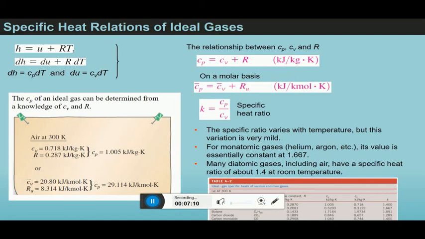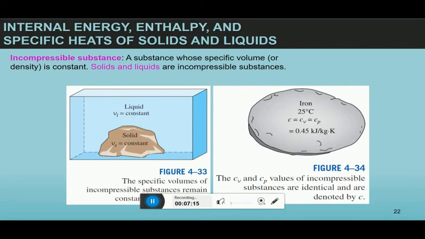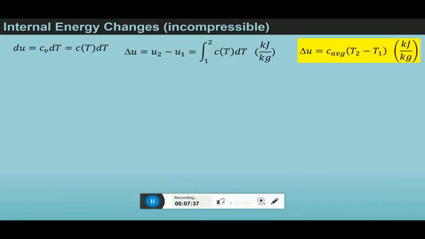Now that we have discussed Cp, Cv values for gases, let's consider incompressible substances. An incompressible substance is a substance whose volume doesn't change when you compress it or when you apply pressure onto it. So liquids and solids are considered incompressible substances. When it comes to internal energy, there is no difference between gases and incompressible substances. You can show that internal energy change is equal to Cv dT.